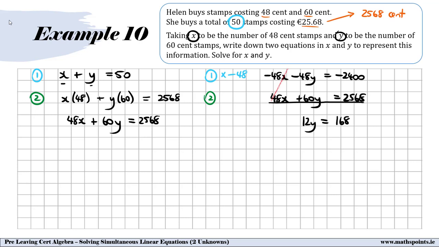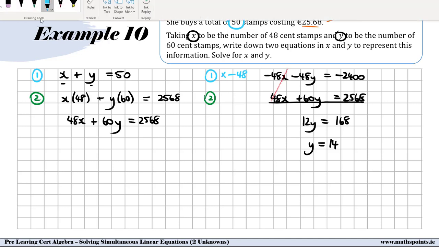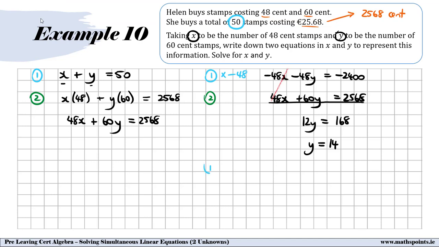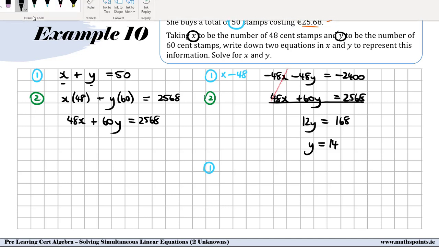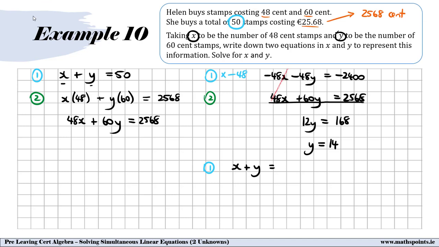If I divide both sides by 12, I get that y is equal to 168 divided by 12, which is 14. So I know that there was 14 60-cent stamps. I'm going to sub this into equation 1. Remember, I can sub it into either of the original equations or the modified one. So I'm going to sub it into the original equation 1, which was just x plus y equals 50. And some people will see, well, look, if y is 14, what do I have to add to 14 to get 50? That'll just be 36. But it is a good idea anyway to do the substitution. So we have x plus 14 equals 50. I'm going to subtract 14 from both sides, and I get x equals 50 minus 14, which is 36.